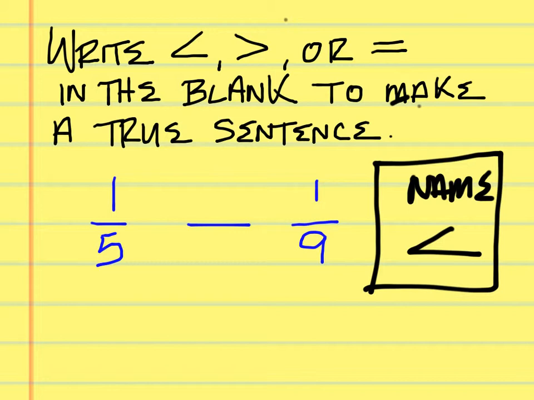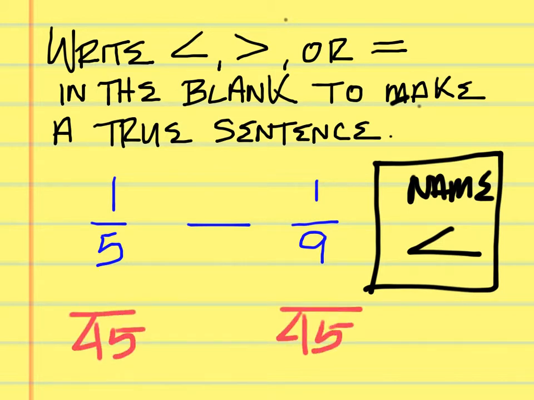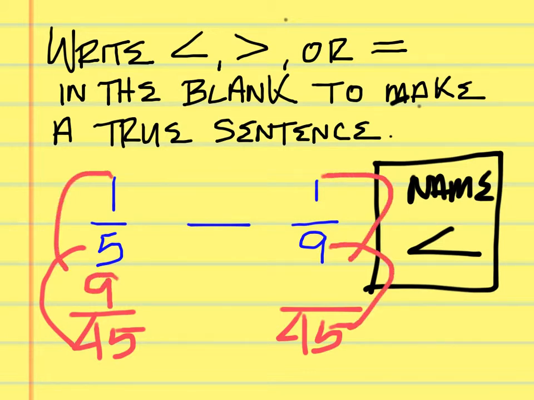The common denominator is 45. That means I multiply 5 by 9. 1 times 9 is 9. 9 times 5 is 45. 1 times 5 is 5. 9 is greater than 5. So the sign should be greater than.